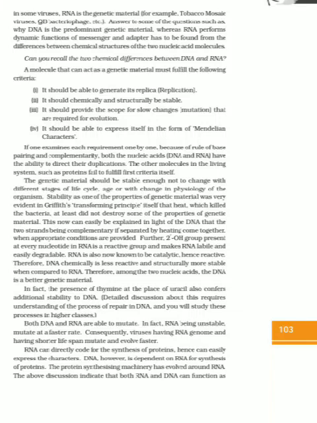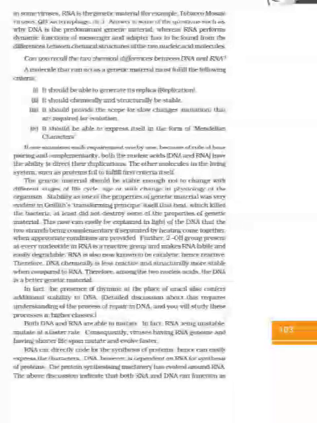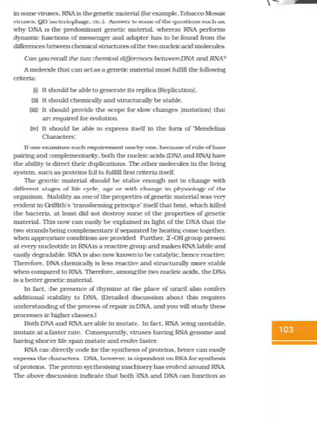Further, the 2'-OH group present at every nucleotide in RNA is a reactive group and makes RNA labile and easily degradable. RNA is also now known to be catalytic, hence reactive. Therefore, DNA chemically is less reactive and structurally more stable when compared to RNA. Therefore, among the two nucleic acids, DNA is a better genetic material. In fact, the presence of thymine at the place of uracil also confers additional stability to DNA.